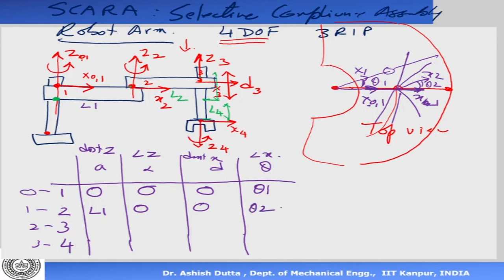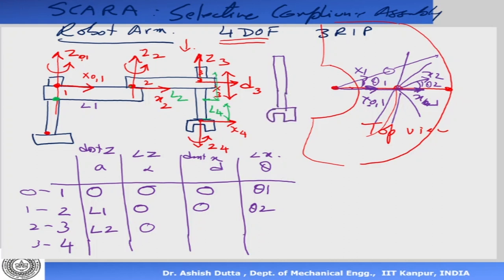Now the third axis is a prismatic axis. Z2 and Z3 are parallel again. So there is a distance of L2 between them. They are in the same direction. They are all pointing upwards. So there is no angle between them. They are parallel, so it's 0. Now D3 is the distance. So if you can imagine, let me draw it here. This is my link.